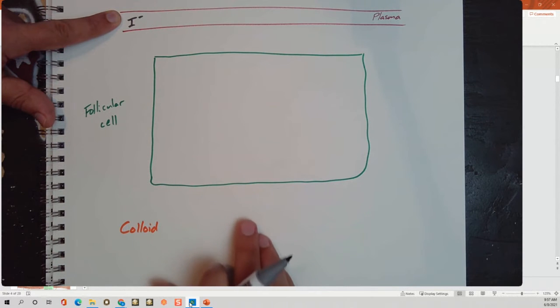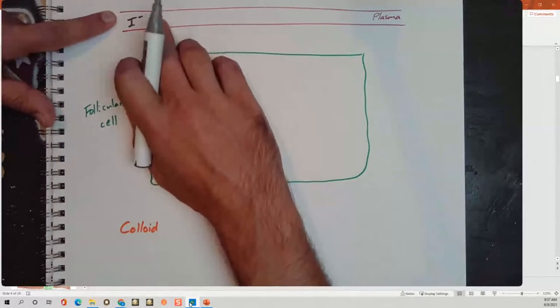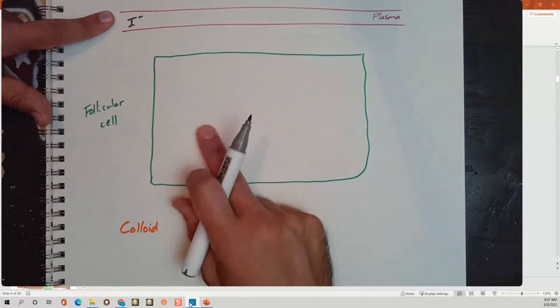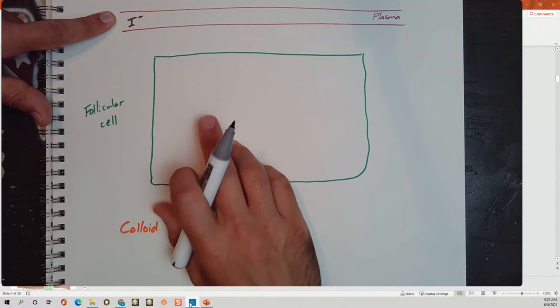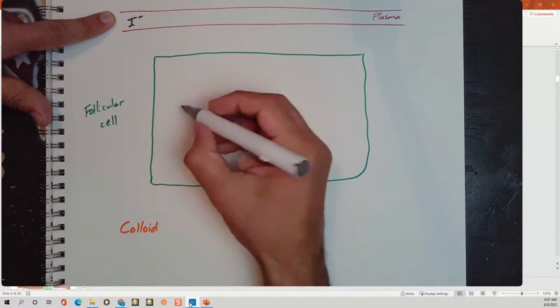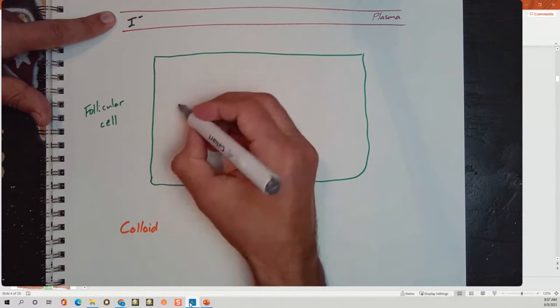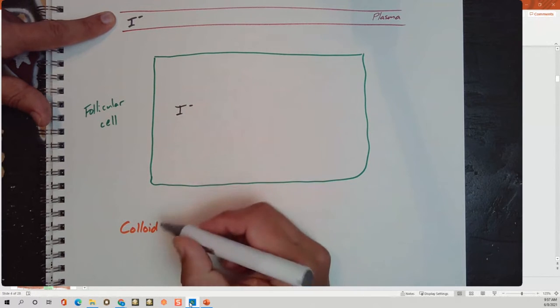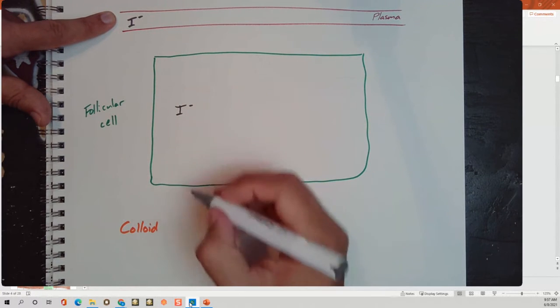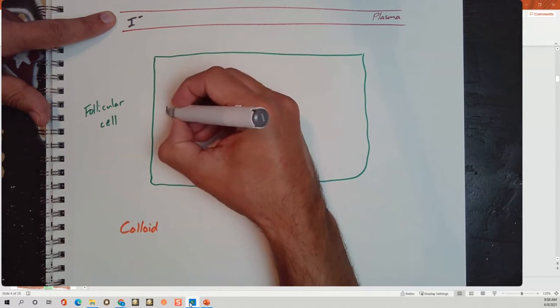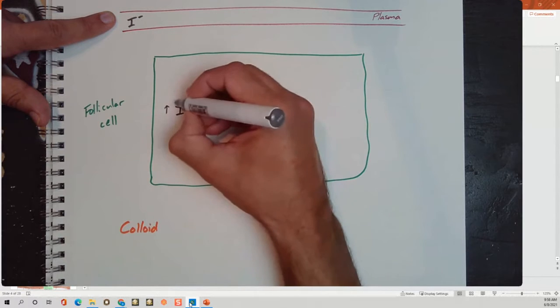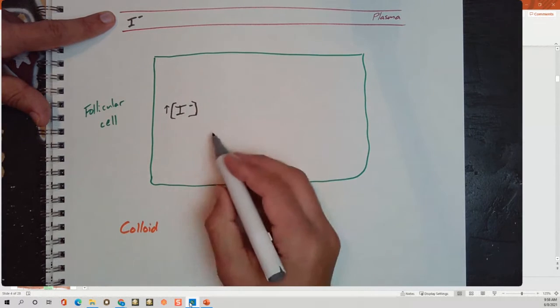You guys are actually going to find that T3, T4 is made over in this side, in the colloid, as bizarre as that may seem. So I'm going to need to take this iodide and get it into this cell. But this cell, surprisingly, has a lot of iodide. So this cell already has quite a bit that it stores inside of it. The iodine levels in here are relatively high. This makes a difference. So we're going to say there is an increase in iodide concentration inside this cell.